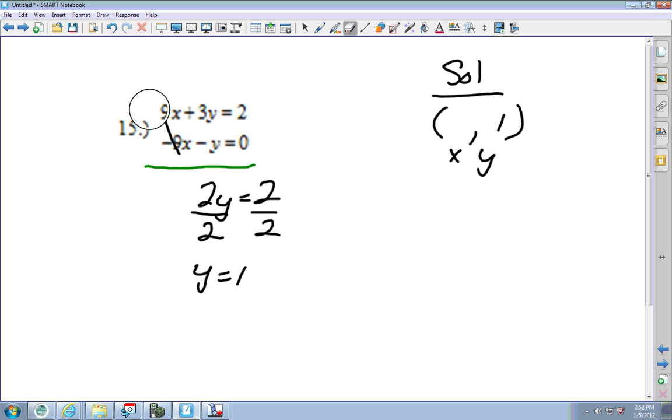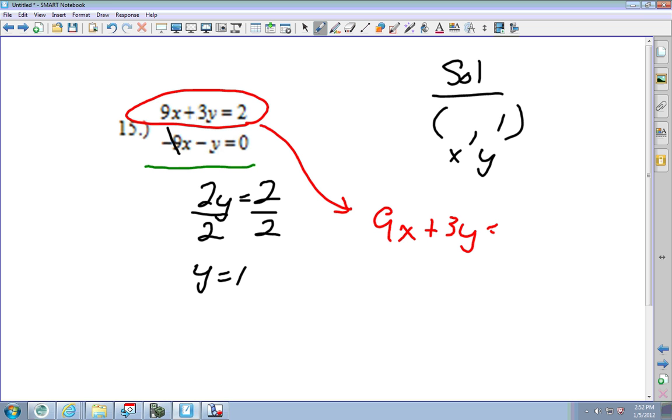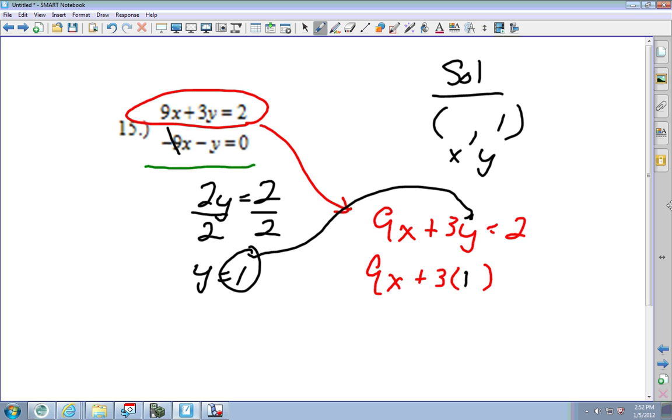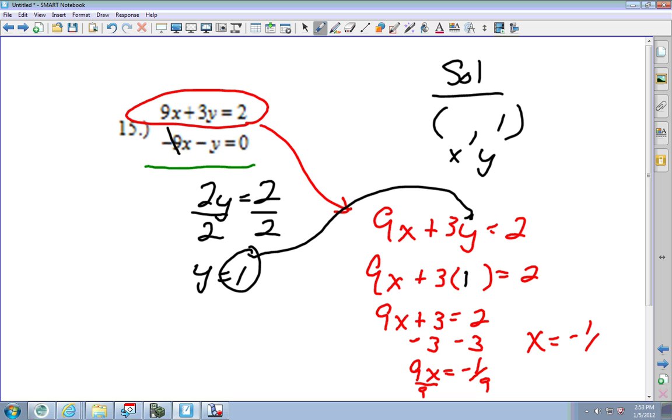Now I need to find my x. Well, let's rewrite this top equation right here. I have 9x plus 3y equals 2. Y is 1. I'll put that in here. 9x plus 3 times y. Y is 1 equals 2. 9x plus 3 equals 2. I'm double checking myself now to make sure, because as I see this, I subtract 3 from each side. 9x equals negative 1. Divide by 9. X equals negative 1/9. And that is correct, because I was going in my head, and if you take this x and this y and substitute it in here, in both equations, it will work.